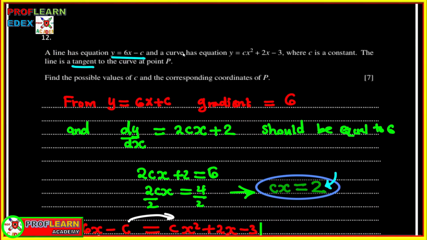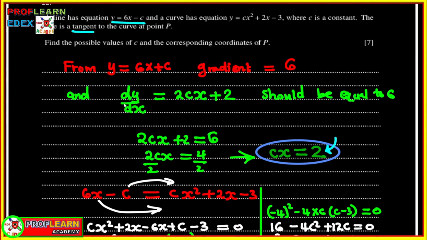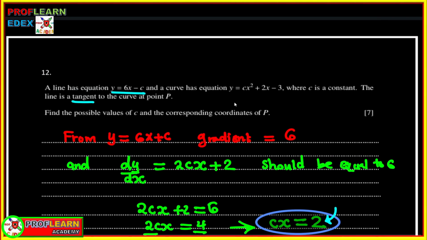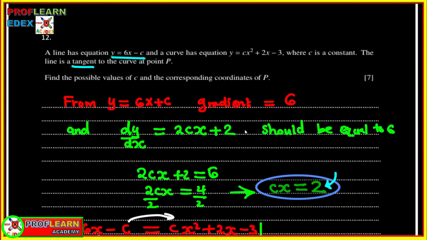A line of the equation this, and a curve with equation y equals cx squared plus 2x minus 3, where c is a constant. So the line is a tangent to the curve. So meaning that the gradient of this line is equal to the gradient of the curve at that point of intersection. Yeah. So which means that dy/dx equals 2. If you differentiate this function here, we are going to get 2cx plus 2 should be equal to the gradient of the line, which is actually 6.